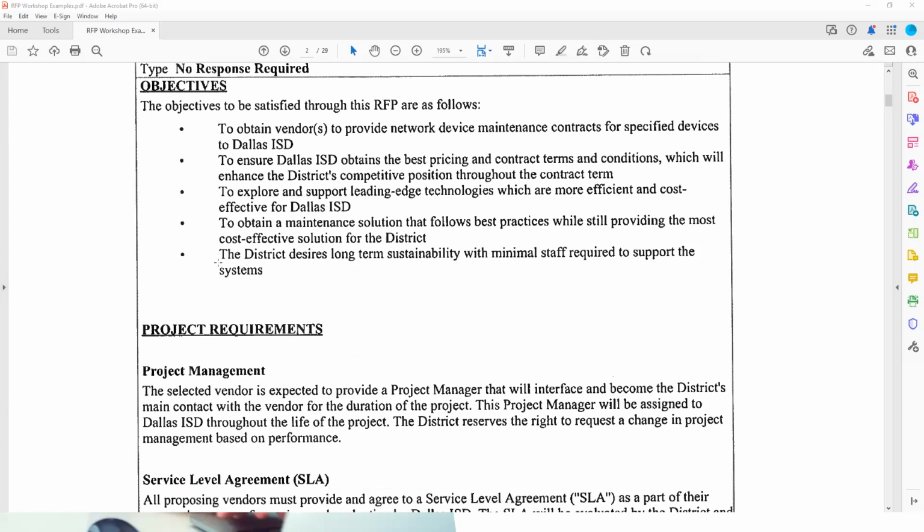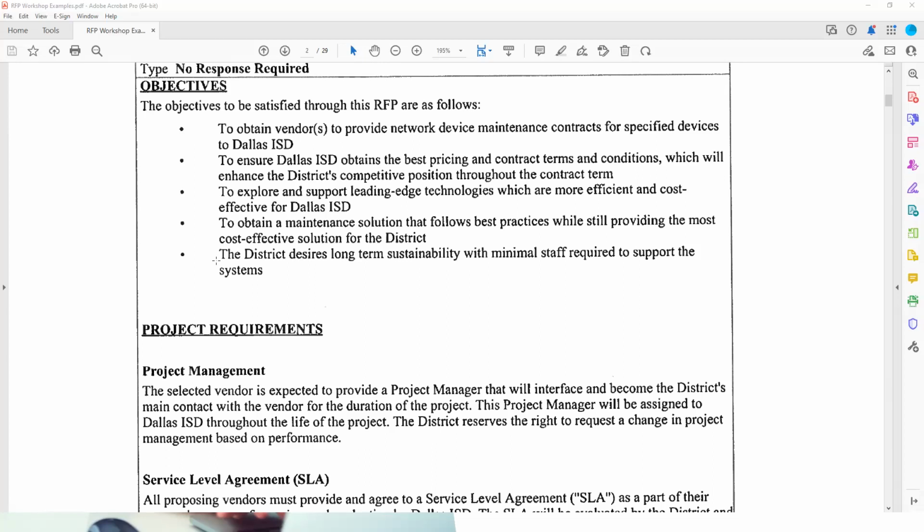So let's dig a little bit further, okay? Because we're working on our checklist on this. And so the objectives to be satisfied through this RFP are as follows. Okay, now we're getting ready to get into the details, right? So a lot of times you just have to go through each one. To obtain vendors to provide network device maintenance contracts for specified devices to Dallas ISD. So they're already telling you the devices. This is what you're going to be providing, network device maintenance.